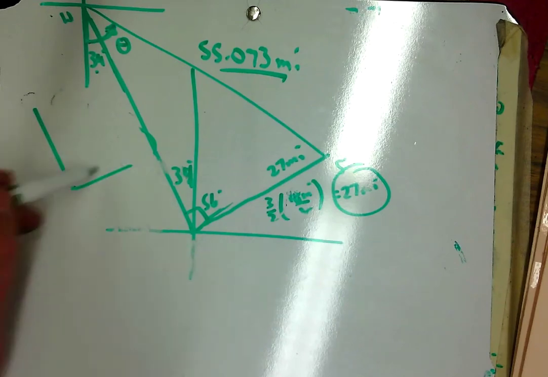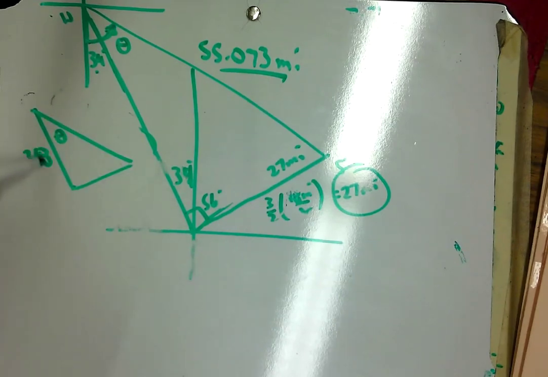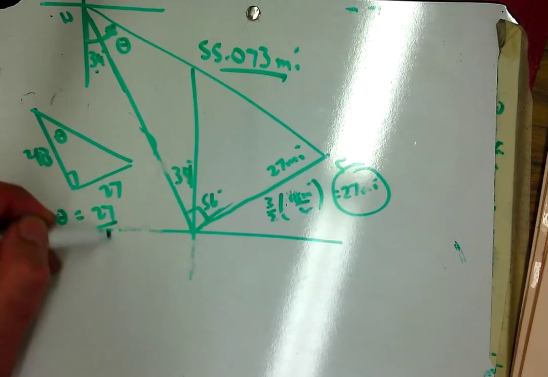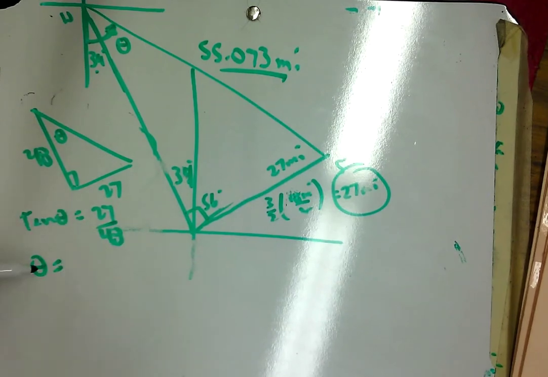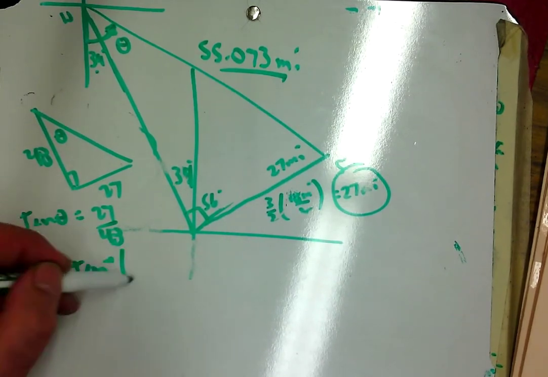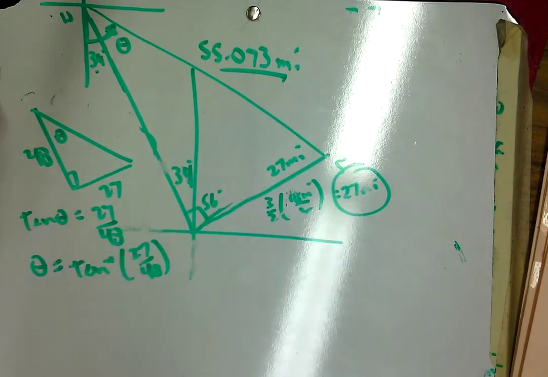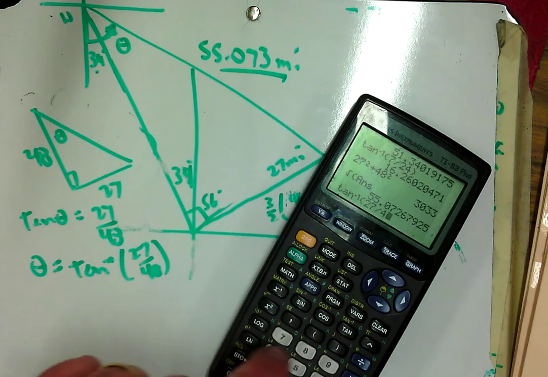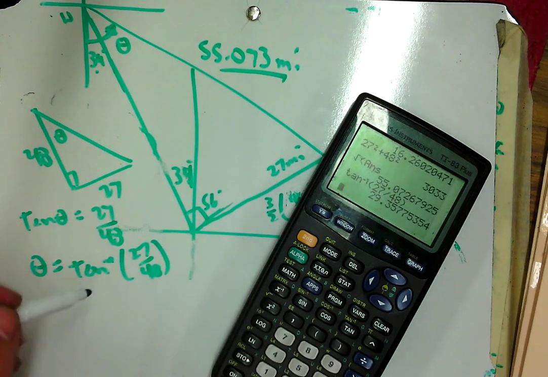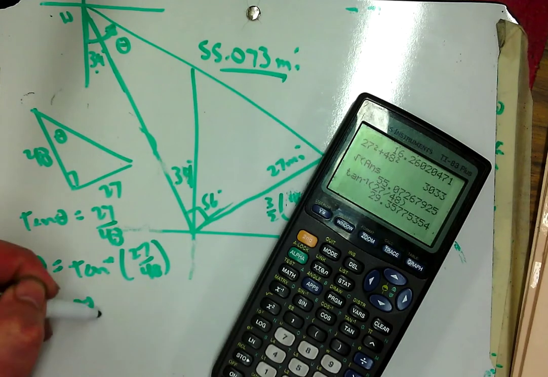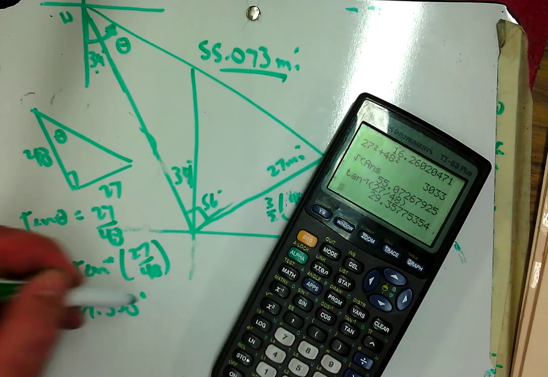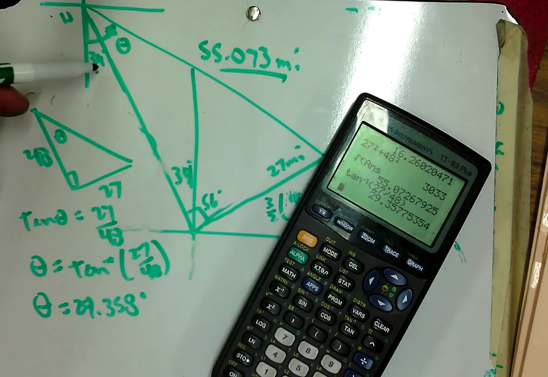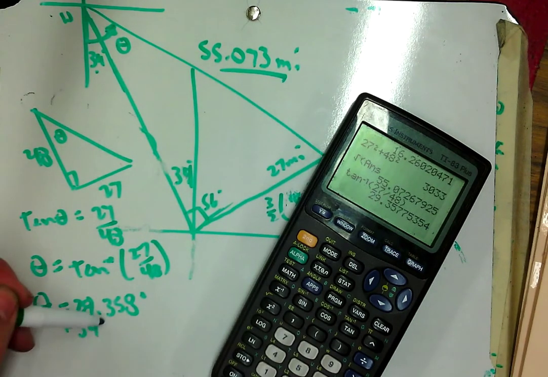Okay, so inside the triangle, well, this triangle with 48 and 27. Oh, well, that's tangent. Tangent theta is 27 over 48. Theta equals tangent inverse 27 over 48. Tangent inverse 27 divided by 48. I get theta is 29.358 degrees. Remember, that's not the bearing angle. We still have to add 34 degrees to that.